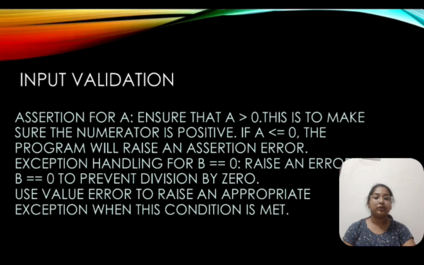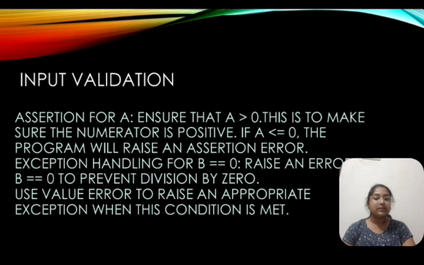Next is input validation. Assertion for a. We have to ensure that a should be greater than 0. This is to make sure the numerator is positive. If a is less than or equal to 0, the program will raise an assertion error.